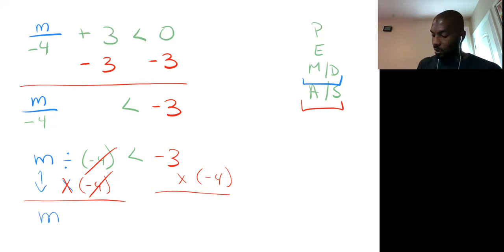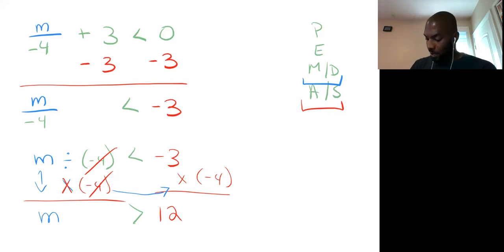I have multiplied by a negative number, so I must flip the sign. The sign has flipped. Negative 3 times negative 4 is positive 12. I'm not sure why I'm yelling. So m must be greater than 12 for the answer to work out.